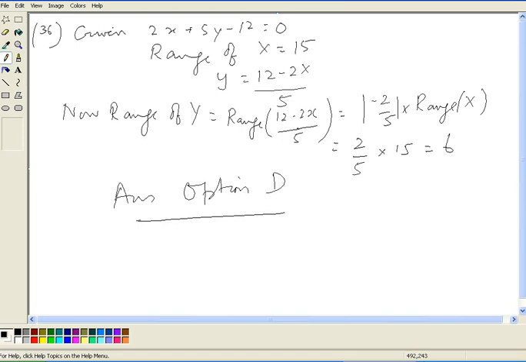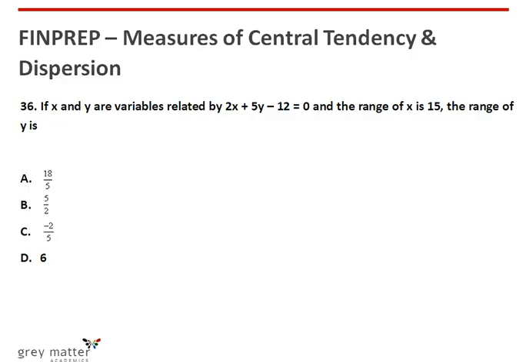Now the range of y is equal to the range of (12 minus 2x) by 5, which is equal to the absolute value of minus 2 by 5 into the range of x, which is equal to 2 by 5 into 15. The range of x is given to be 15, so the value is 6. So the answer option is D. Going to our PowerPoint presentation, it is D, which says the answer is 6.